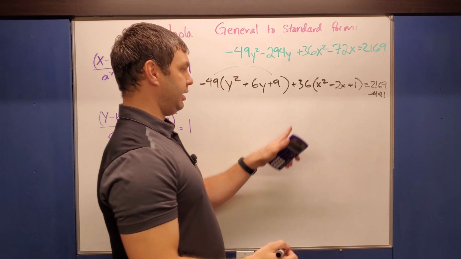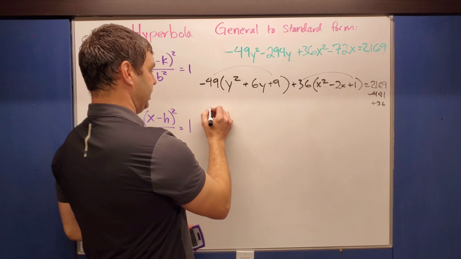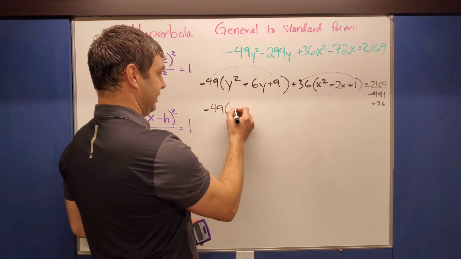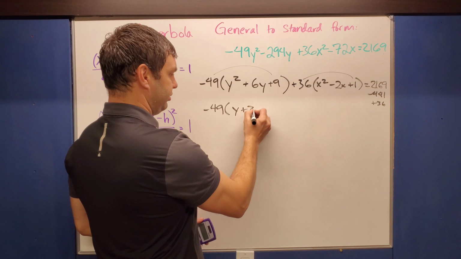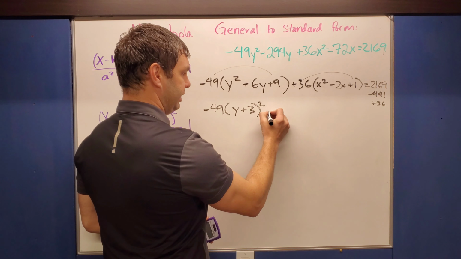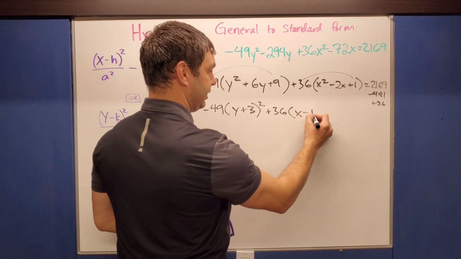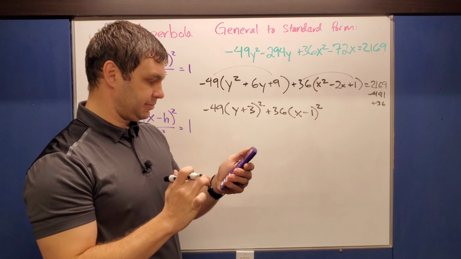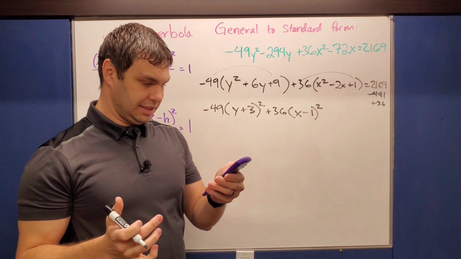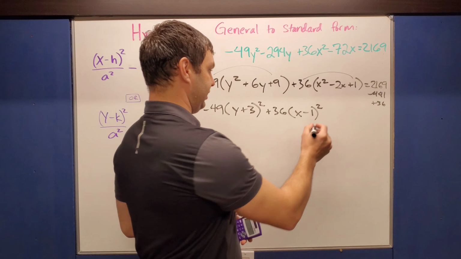Okay, we know how to write these as binomial squares. We're just going to have that number on the outside of them. For example, this is going to be negative 49 times y plus 3 quantity squared. This one's going to be positive 36 times x minus 1 quantity squared. All right, then I just have to add up those other sides over there. 2169 plus, minus 441 plus 36. And that is 1764.